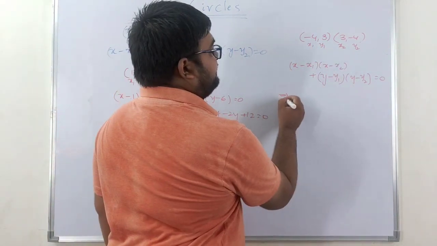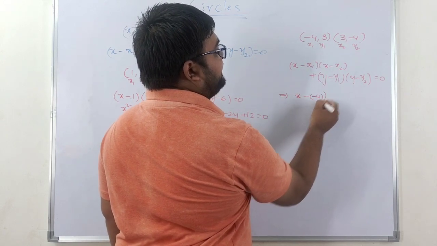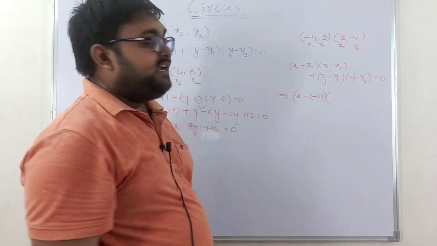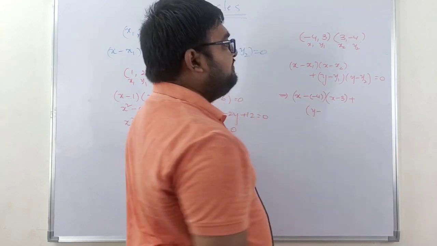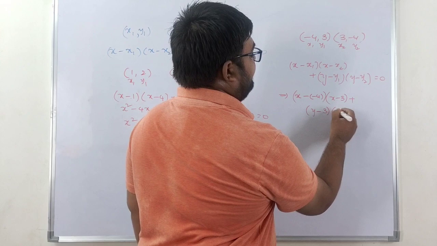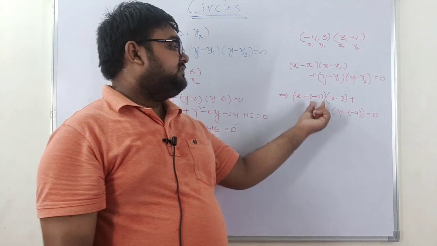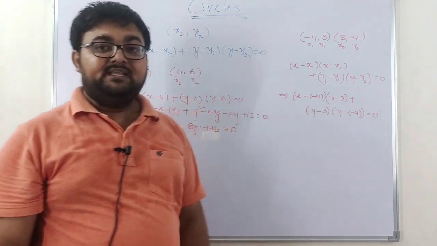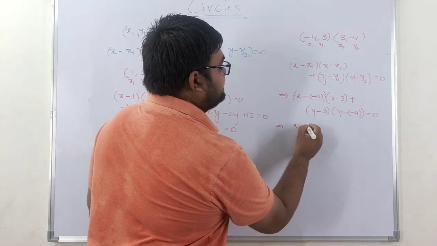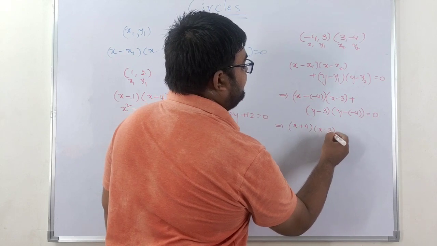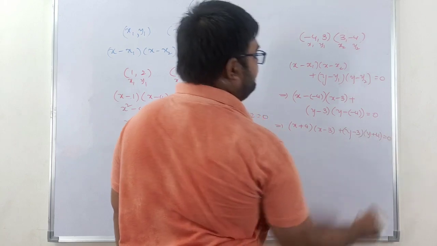So what will you get? x minus x1, where x1 is minus 4, into x minus x2, so x minus 3, plus y minus y1, where y1 is simply 3, into y minus y2, which is y minus of minus 4. So while substituting the values with minus signs, you need to be careful, right? Now on simplification, this becomes (x + 4)(x - 3) + (y - 3)(y + 4) = 0.